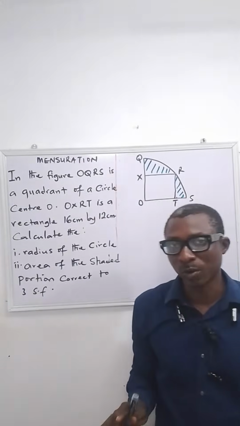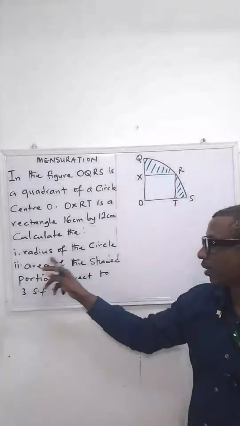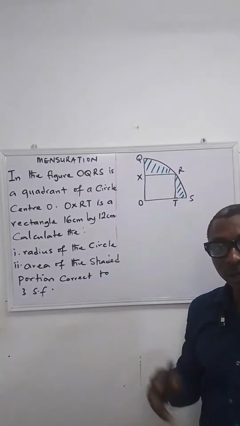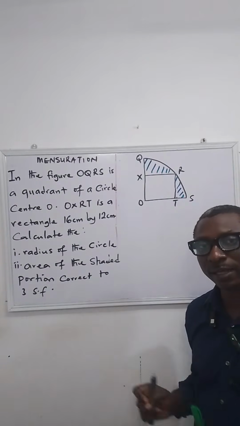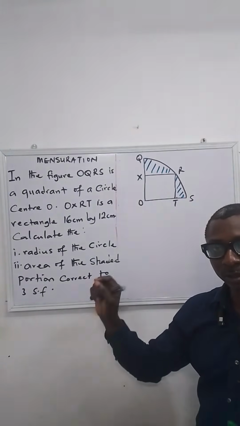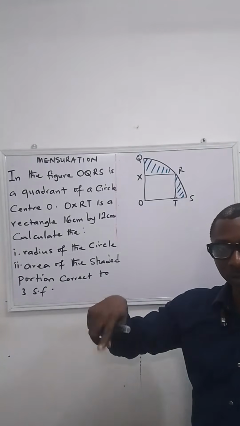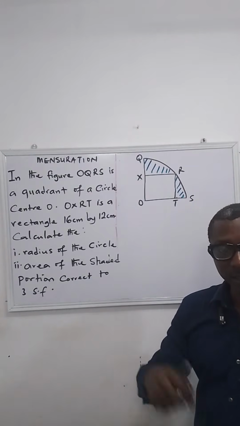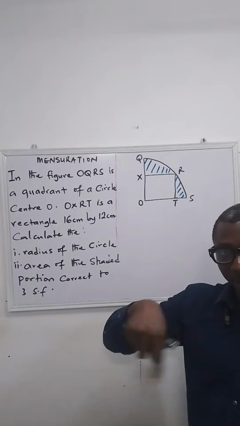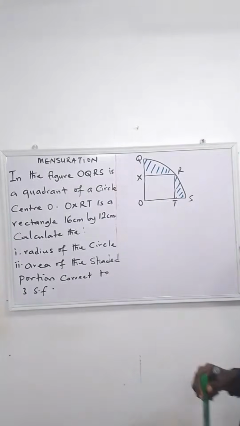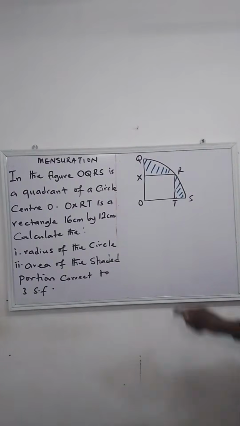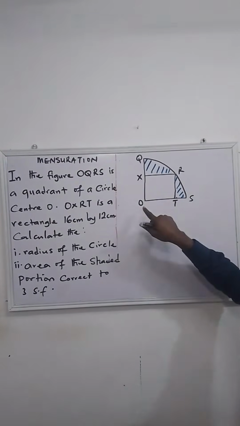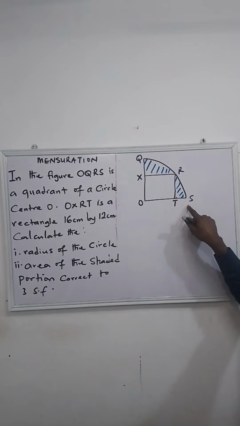Now, how do we answer this question? The first thing, we have to find the radius of the circle. A radius of a circle is a straight line that joins the center of the circle with any part of the circumference of that circle, or is the shortest distance between the center and any part of the circumference. So OQ is a radius, OS is a radius.